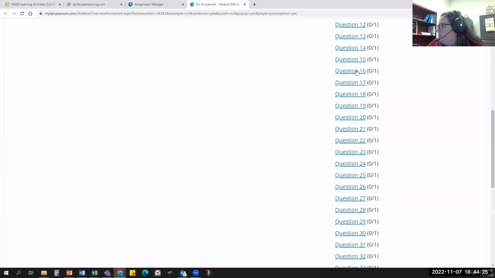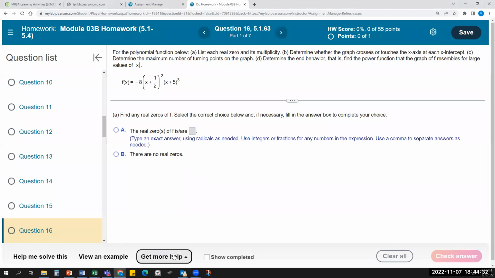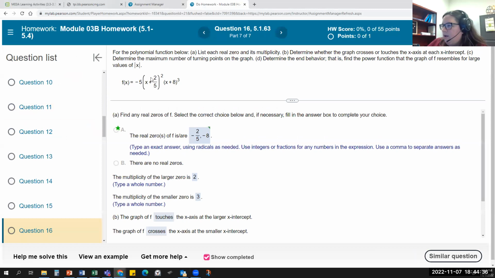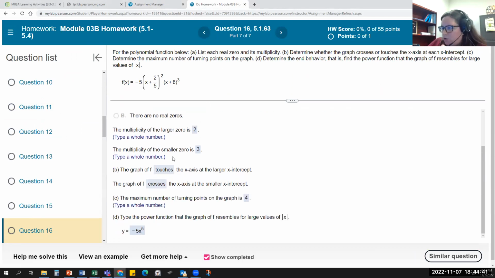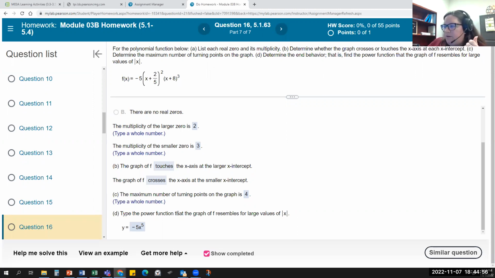So looking at number 16. And I'm just going to skim through this a little bit. Again, I talked about the zeros and the multiplicity, but you see this larger and smaller. And then choosing the touches versus crosses. Touching means touch and not cross. So that's not super clear. You just have to learn that that's what it means. They're all technically touching, but it's a matter of touching, not cross.